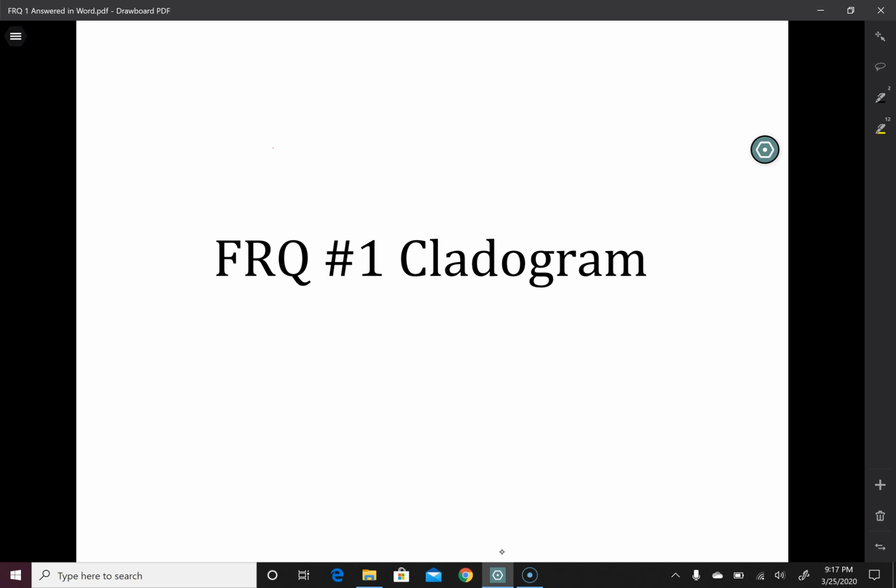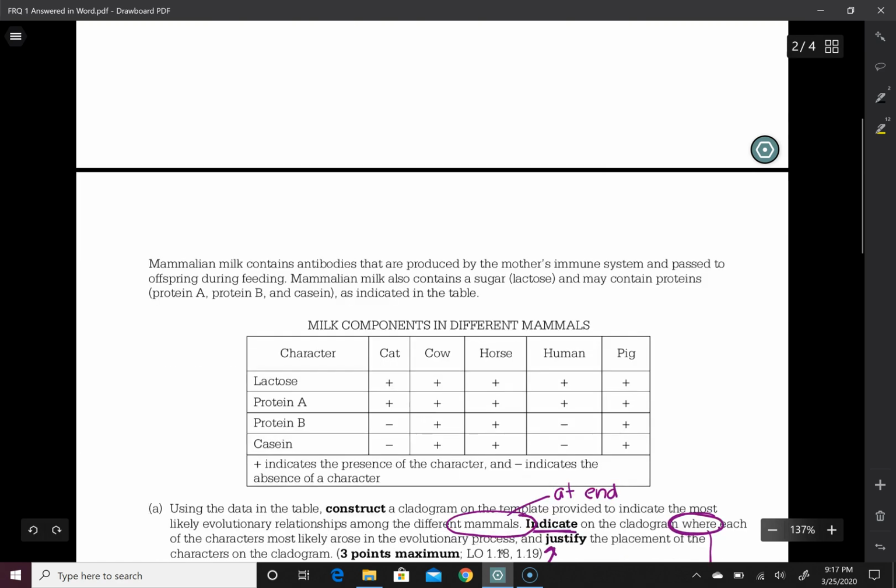So our first FRQ that I assigned is a cladogram, and we just actually did this, and you guys did a phenomenal job on half of it, and where almost, I'd say 3/4 of you lost credit was on the other part. Now, obviously, it's pretty difficult to do this on a digital document, but I did the best I could to kind of make it live for you. So let's take a look at the question.